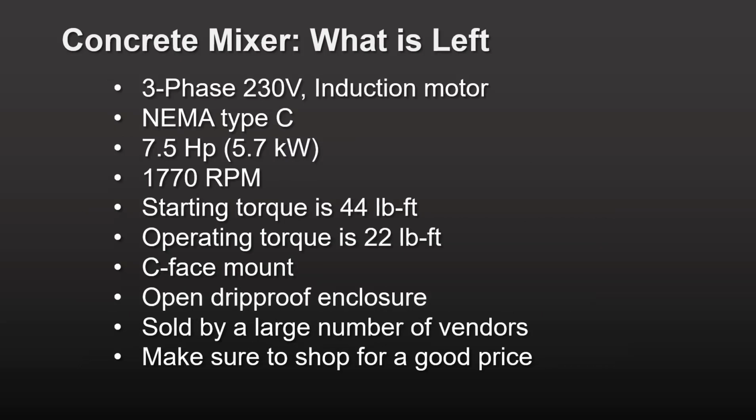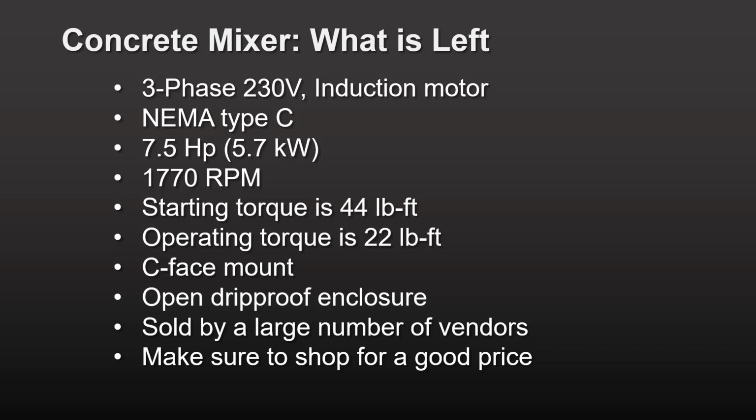There isn't much left, only what we must have in our requirements. We need a 3-phase 230 volt induction motor, NEMA Type C. Power output is 7.5 horsepower and operational speed is 1770 RPM. It requires a starting torque of 44 pound-foot and operating torque of 22 pound-foot. We need a C-face mounting, and an open drip-proof enclosure is just fine.